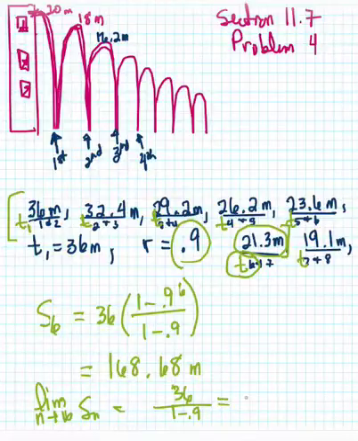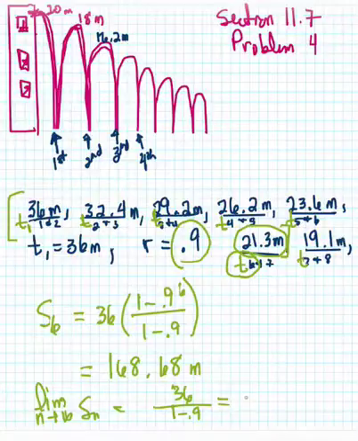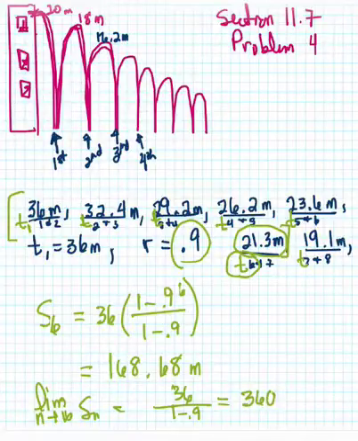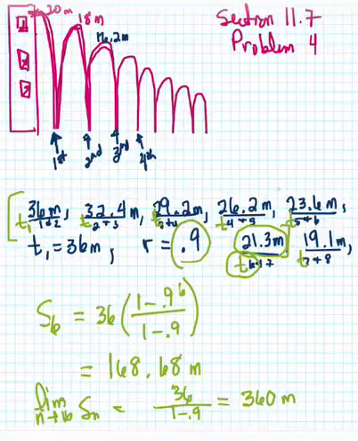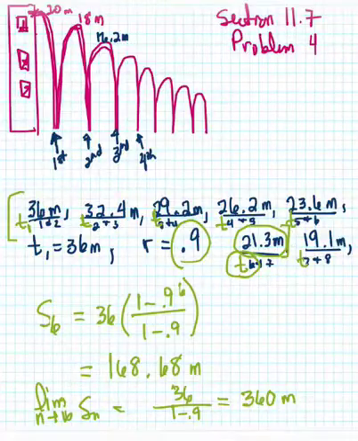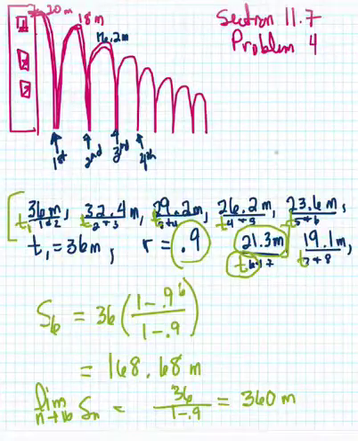It's just so beautiful. So it's going to be 36 divided by 1 minus 0.9, 0.1. Bam, 360. So it's going to converge to 360 meters. So about right there, the bounces are going to be so little, it's not traveling up or down anymore, really. Yeah, it's a good problem. All right, we're done.